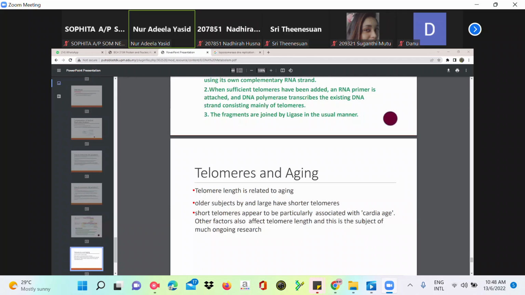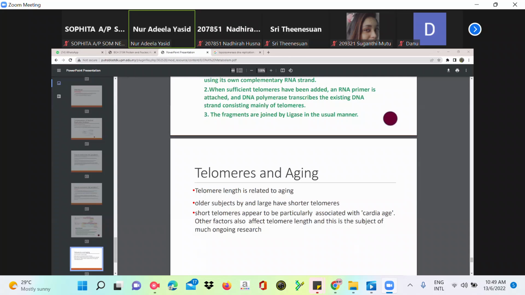Okay, so short telomeres appear to be particularly associated with cardiac age. Other factors also affect telomere length and is the subject of much ongoing research. So it's another interesting research field that can be explored on the telomere and telomerase. If you try to search journals on telomerase, telomere, you can see there are so many research that have been conducted for this specific molecule, telomerase, telomere, and how it relates to aging.